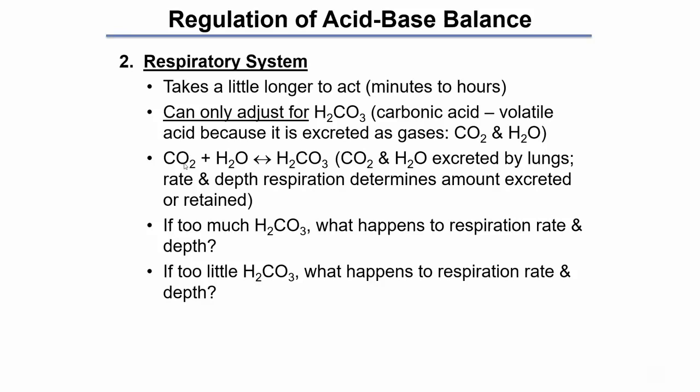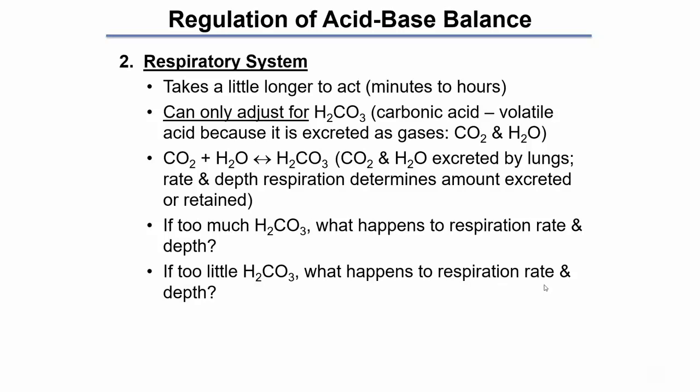So here's the question: if too much carbonic acid is produced, what's going to happen to the respiratory rate and depth? If you said that the respiratory rate is going to increase, hyperventilation, then you're right, because we need to get rid of the extra carbonic acid. So really what we're doing is excreting out the extra CO2. Similarly, if you have less than normal amounts of CO2 and hence less than normal amounts of carbonic acid, the respiratory rate will decrease, hypoventilation, in order to retain more CO2.